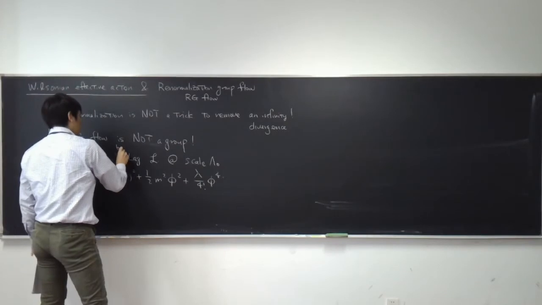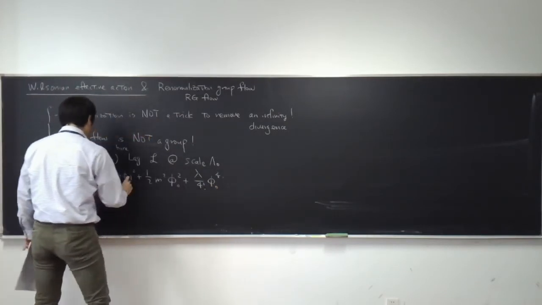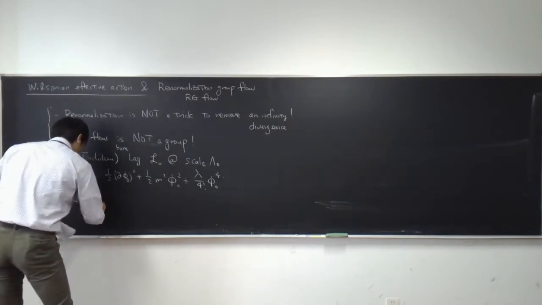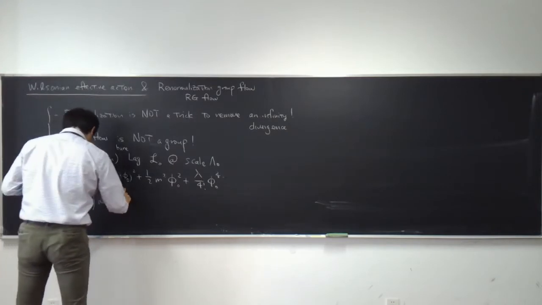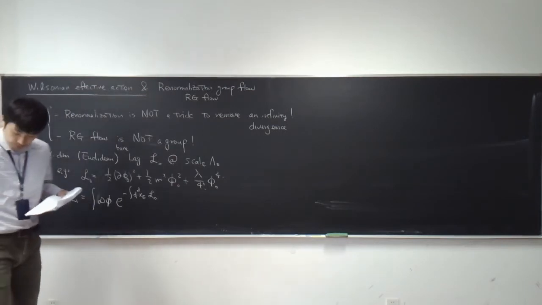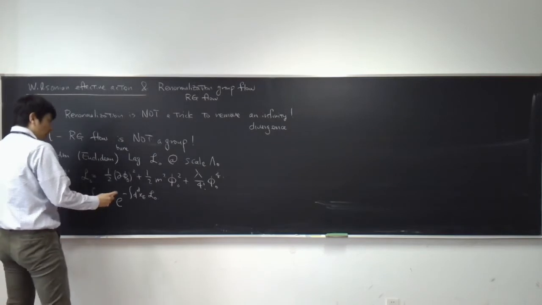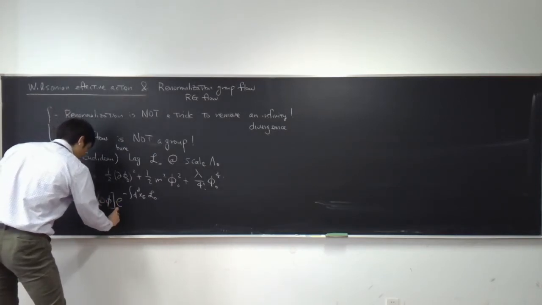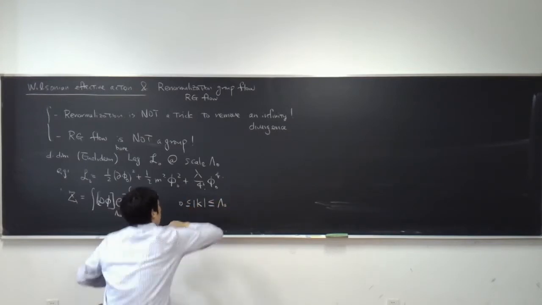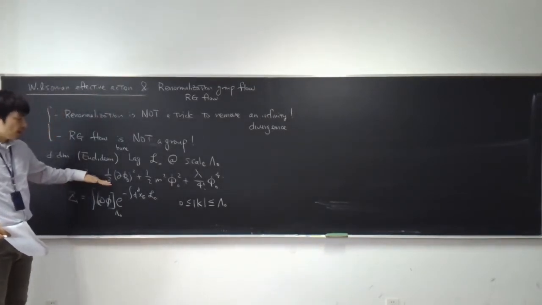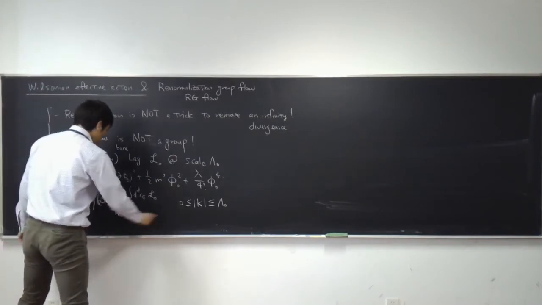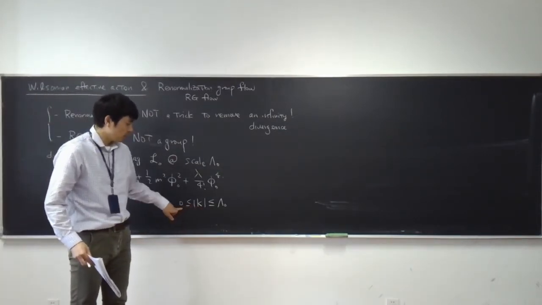And you just consider the partition function, which takes the following form: the integral of e to the minus the integral of d^Dx of the Euclidean Lagrangian. That is the Lagrangian we are thinking about. But here we integrate only up to lambda zero, which means the absolute value of the momentum k has to be in this range. So the Lagrangian is defined at scale lambda zero, and the path integral is defined in the range where the momentum is from zero to lambda zero.